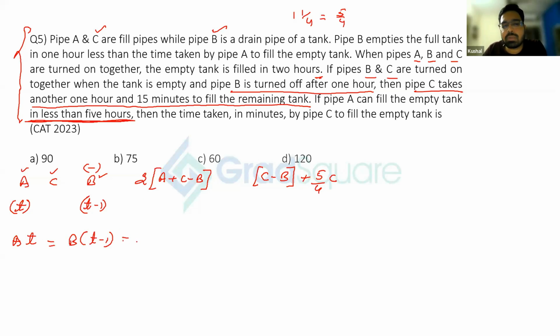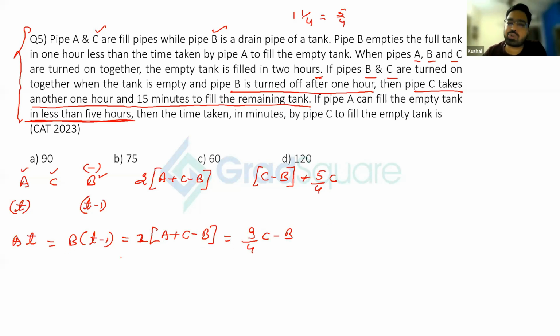This value should also be equal to 2 times (A plus C minus B), correct? And that value should also be equal to this particular value, which turns out to be 9 by 4 times (C minus B). So this is the set of equations that we have. There is no other information that we have. We just have to look at solving these equations.